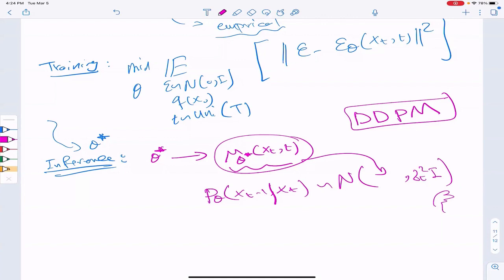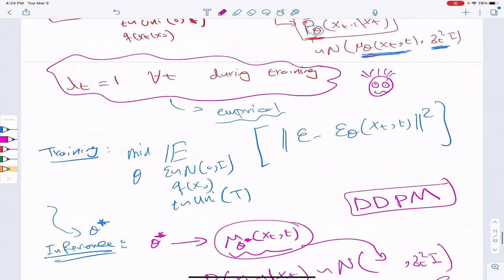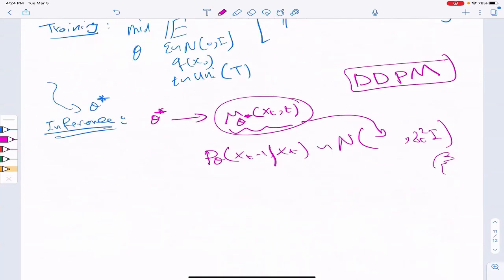Just one last note is that I mentioned all of the betas and all of these others. These are called scheduling. We assume they are constants. You can also optimize them. It may improve your generation a little bit. Nothing really fundamental.